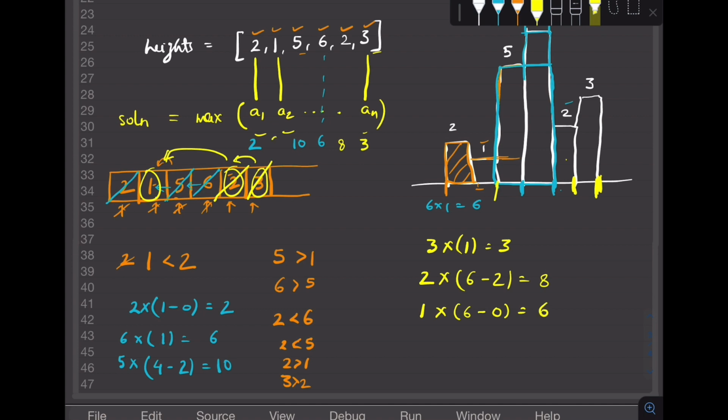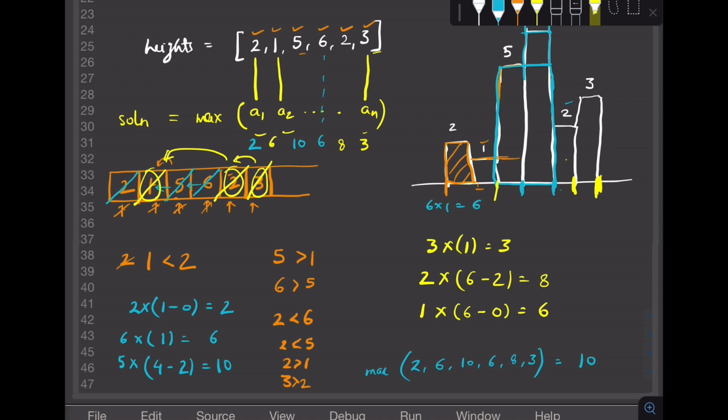6. So we have found the area corresponding to each of these heights. Let's write these down again. What are the areas? 2, 6, 10, 6, 8, and 3. Now you can go ahead to the histogram and check this viewing diagram. And the largest of these is going to be our answer, which is in fact our original solution.